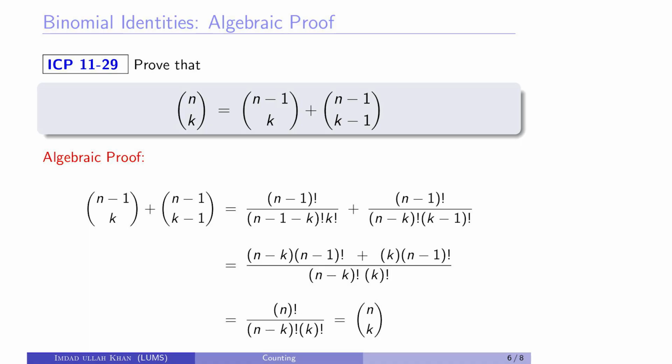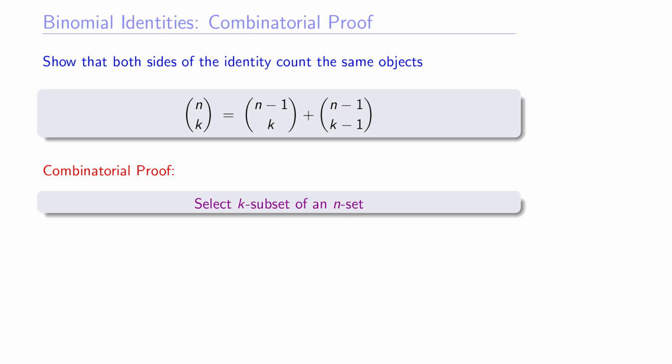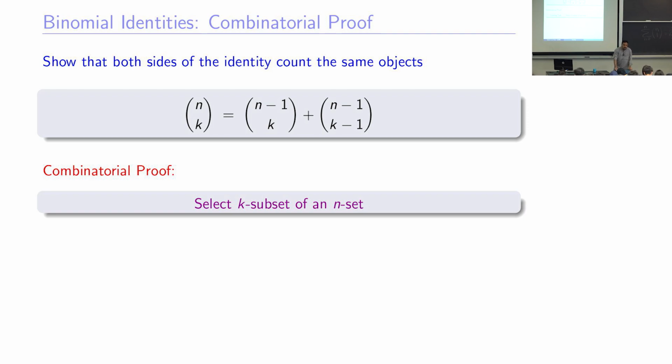Here is a combinatorial task. Given an n set, how many k subsets are there? The left hand side is by definition just counting the number of k subsets of an n set. You are given an n set, and you want to choose subsets of size k. That's n choose k. The right hand side is also counting the number of k subsets out of an n set, but it's counting it in two different ways.